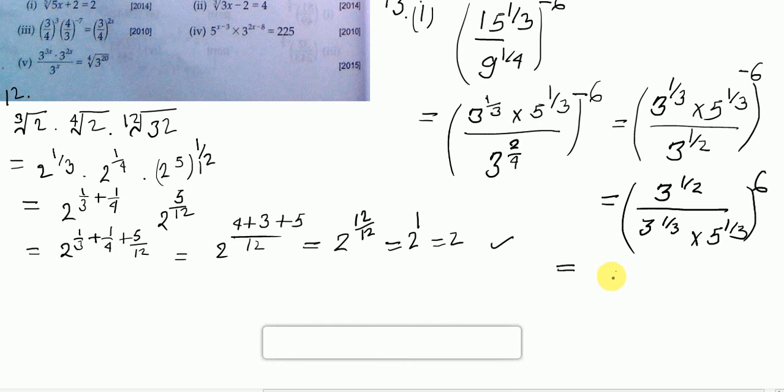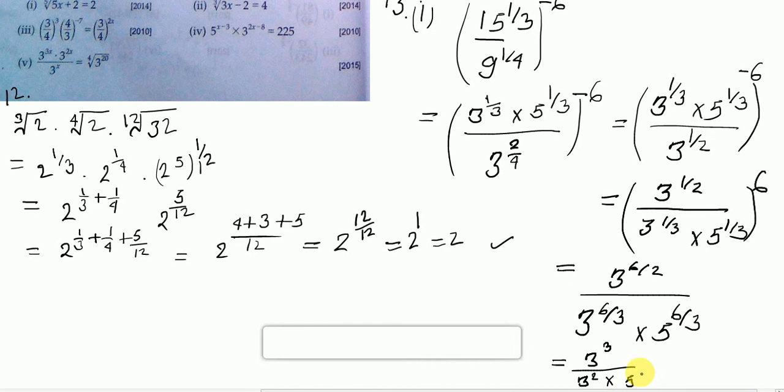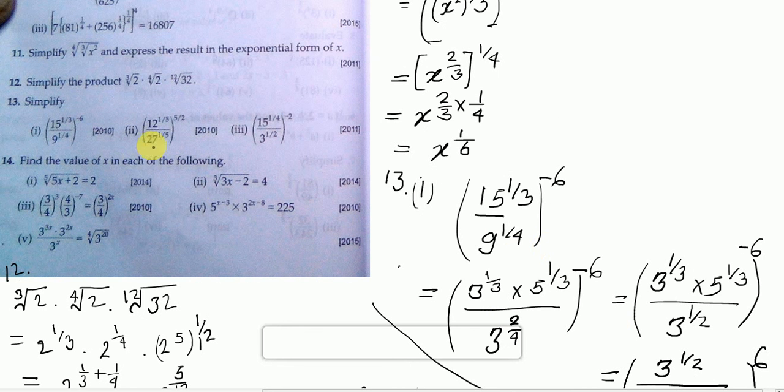3 raised to the power 6 by 2 and 3 raised to the power 6 by 3 into 5 raised to the power 6 by 3, and 3 raised to the power 3 raised to the power 2 into 5 raised to the power 2. 3 raised to the power 3 minus 2 and 5 raised to the power 2, 3 by 25. This is our answer. Okay, in the same way we can solve the questions of 13.